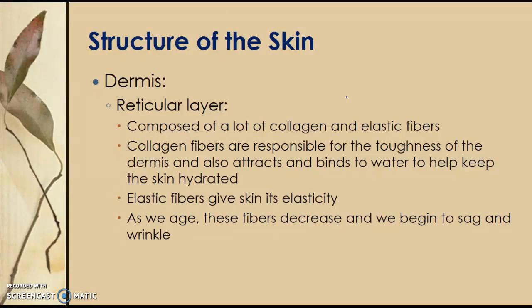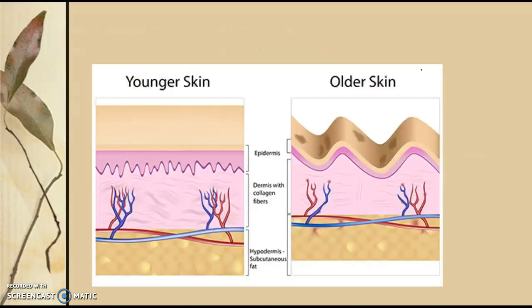So the reticular layer also is where we find a lot of proteins. We have collagen and elastic fibers in this layer. So this is the layer that actually causes us to get wrinkles as we age, because as we age, these collagen and elastic fibers basically start to lose elasticity, they start to degrade, and collagen is really important because it keeps your skin hydrated with water. So as these collagen fibers start to break down, it's harder and harder to keep our skin hydrated.